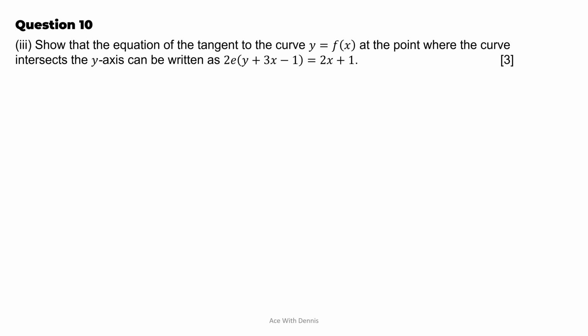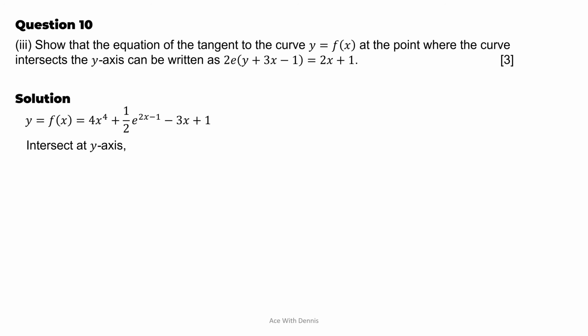Part 3. Show that the equation of the tangent to the curve y equals f(x) at the point where the curve intersects the y-axis can be written as 2e(y plus 3x minus 1) equals 2x plus 1, 3 marks. Here's the solution. From the previous question, we know that y equals f(x), which is 4x to the power 4 plus half e to the power 2x minus 1 minus 3x plus 1.